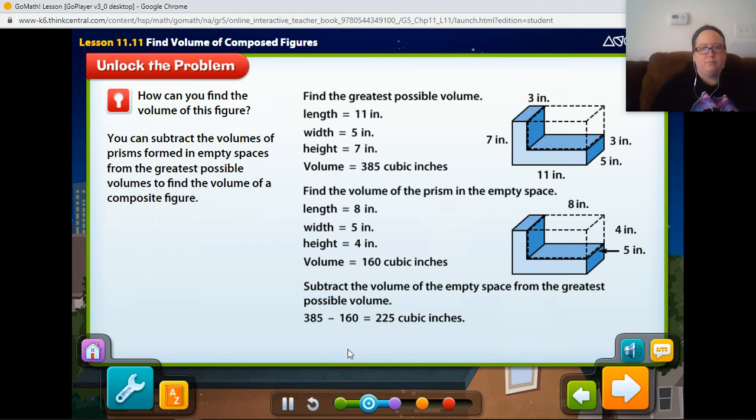385 minus 160 equals 225. So the volume of the composite figure is 225 cubic inches.